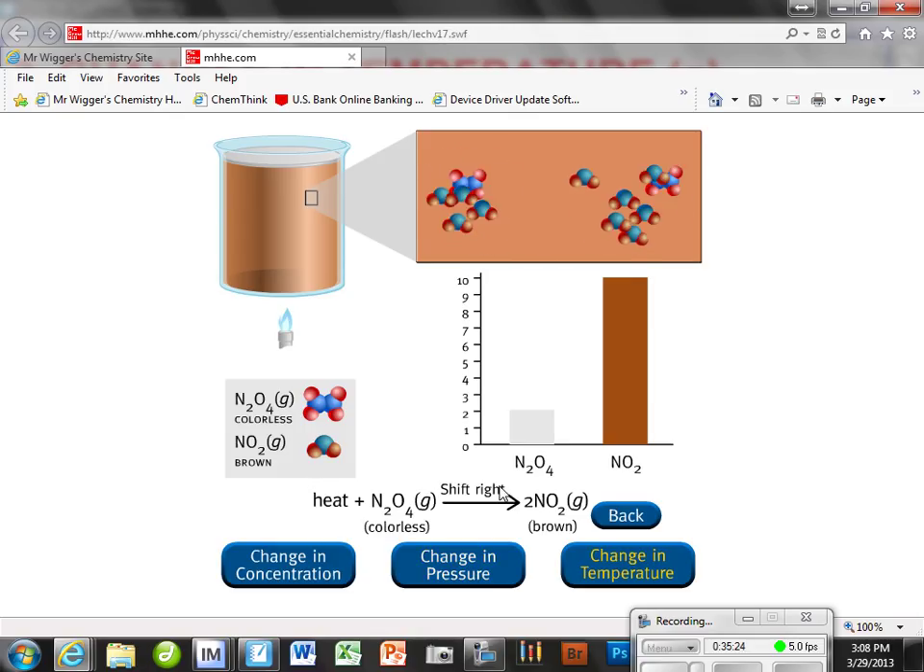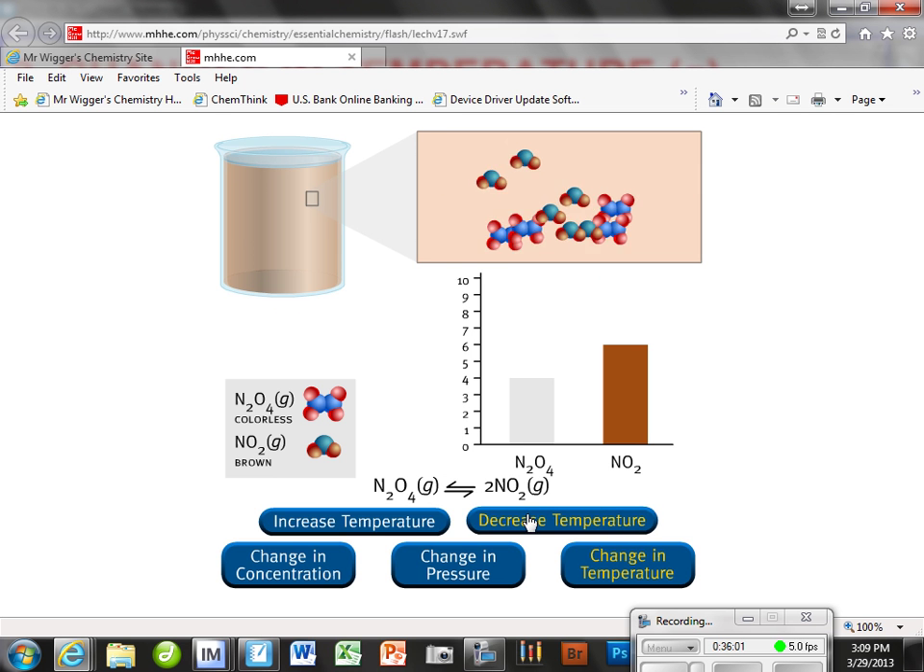So, let's talk it through. Why does it shift right? We added heat, and so LeChat wants to get rid of it. And what is the same and opposite? Same side as what? Opposite side of what? Heat. Yeah. So, if we increase the heat like we just did, we get rid of it by going to the opposite. When we want to get rid of heat, we go to the right.